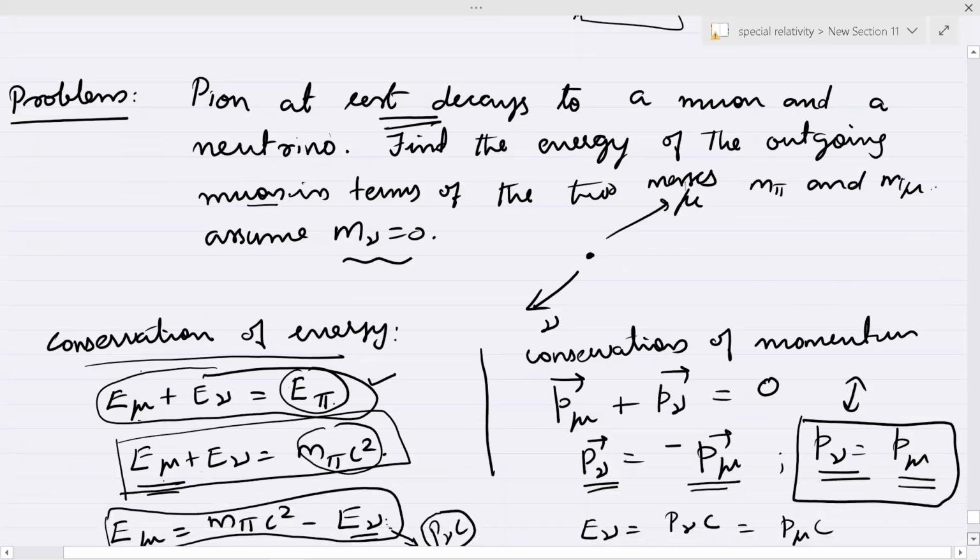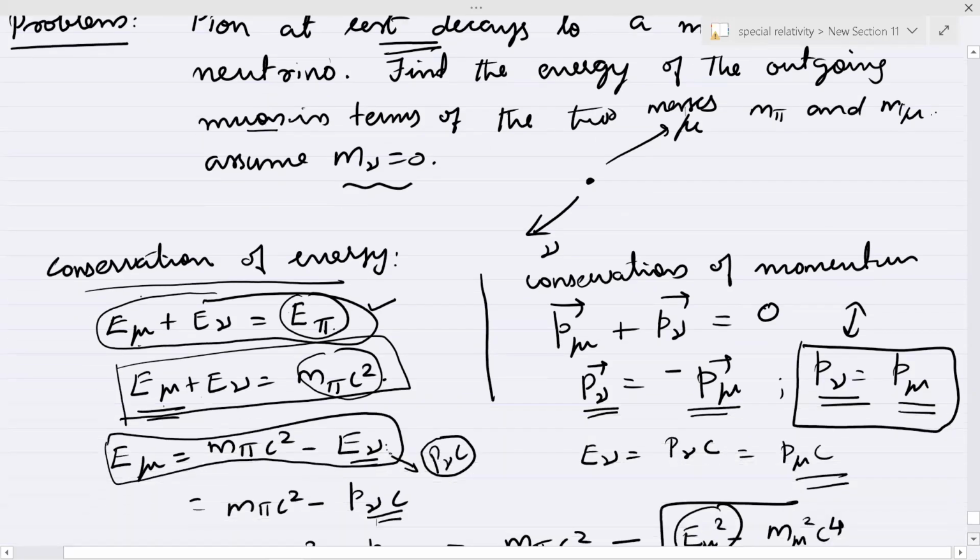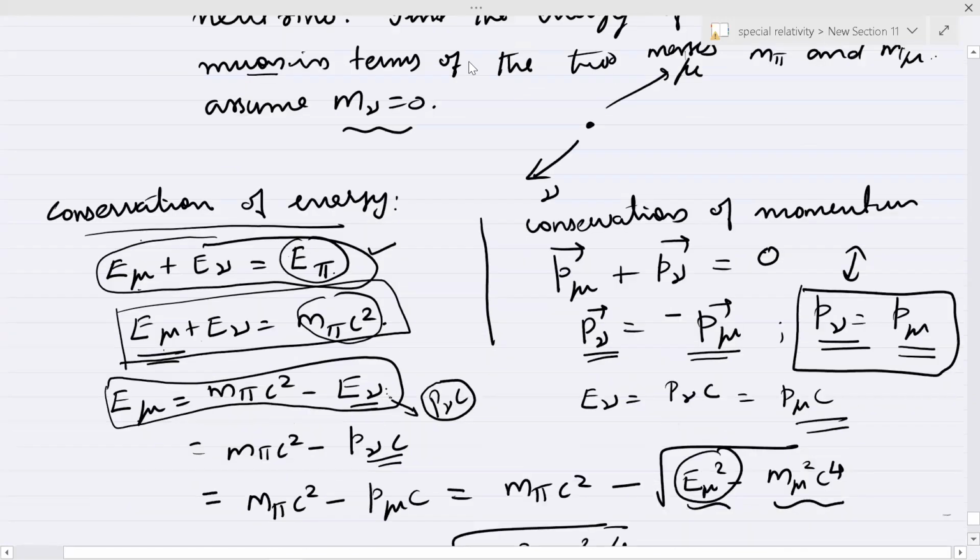We also use the fact that the momentum is conserved. So P mu plus P nu has to be 0 because the particle was at rest initially in the reference frame that we are looking at. So P nu is equal to minus P mu, or the magnitude of P nu is the same, and so instead of P nu, we can use P mu here. That's what we have done.